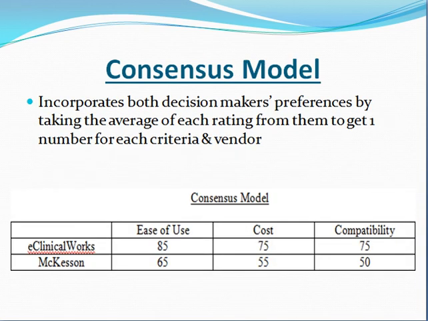The consensus model considers the preferences of both the CMO and the CFO by taking, for example, the average of two ratings, one by the CMO and one by the CFO, for a certain criterion and consolidating that into one number. The consensus model is shown on the bottom of this slide.